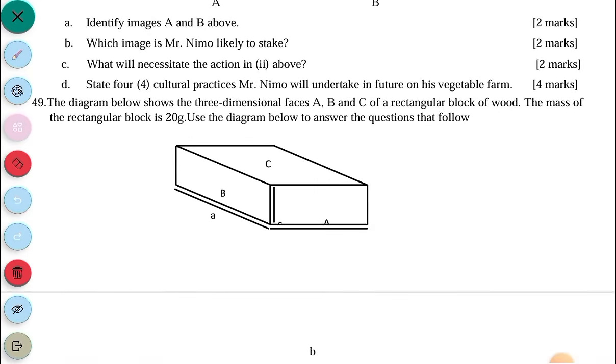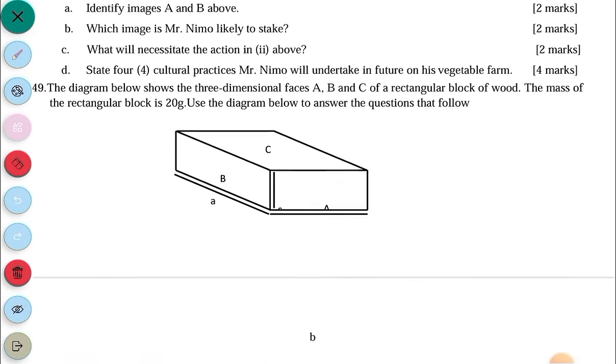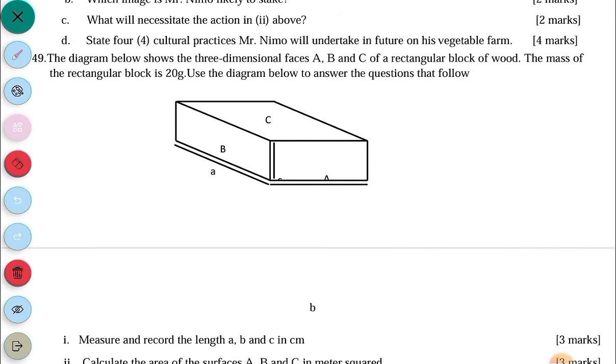49. The diagram below shows a three-dimensional view of faces A, B, and C of a rectangular block of wood. The mass of the block is 20 kg. Use the diagram to answer the questions that follow.